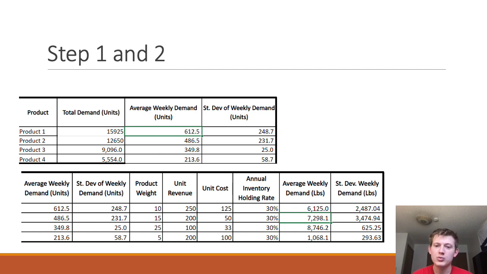For the next step, we wanted to find the average weekly demand weight. This was found by taking the average weekly demand in units, which we found in step 1, and multiplying it by the product weight. We also found the standard deviation by multiplying the standard deviation of weekly demand by product weight.